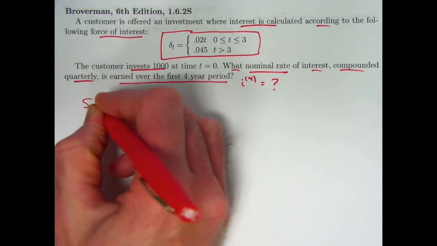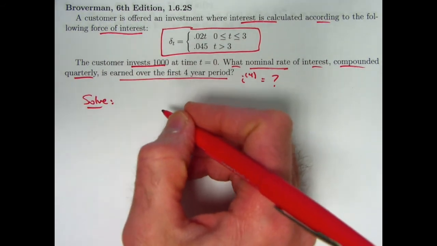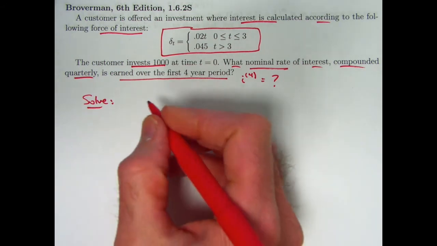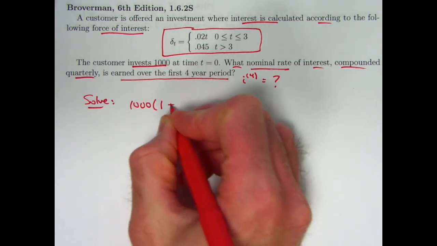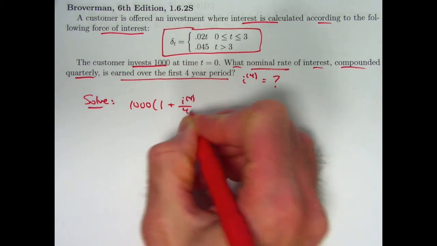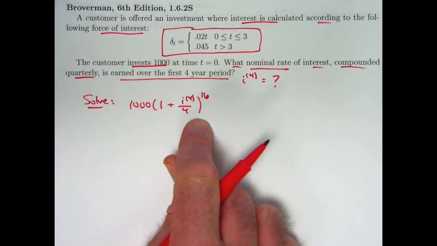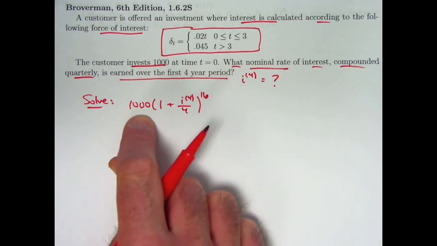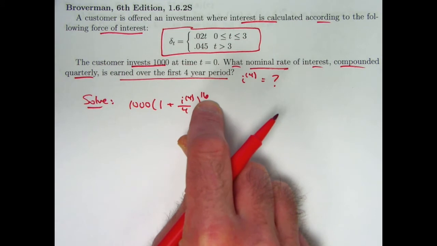You need to solve the following equation. Solving this equation for I4 will give you the answer to the problem. 1,000 times 1 plus I4 over 4 to the 16th power. What does this represent? This represents the future value of 1,000 at nominal annual interest rate I4 compounded 4 times per year for 16 periods, which if interest is compounded 4 times per year would be 4 years.